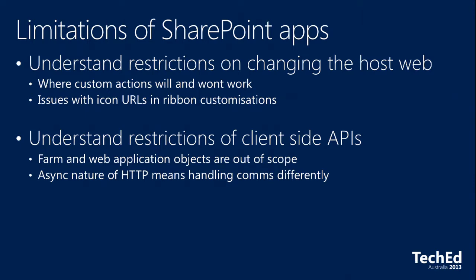You need to understand where things like custom actions will and won't work because they don't run in every single circumstance. For example, I used to be able to do a custom action to add something to the site settings page, but you can't actually do that with an app. Right? So not every custom action location will work. And there are also some things like getting the URLs of your images right for the icons that are going to go into the ribbon, in that they have to reside inside of an app URL and have full URLs, and they're different URLs every time you deploy it, so it gets awkward and clunky. Just little things like that.